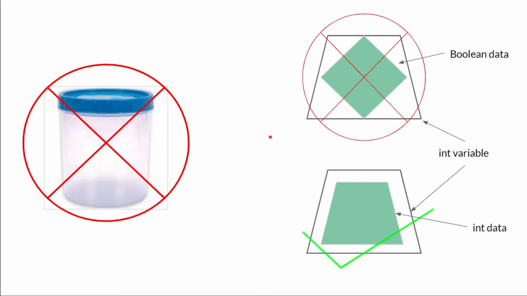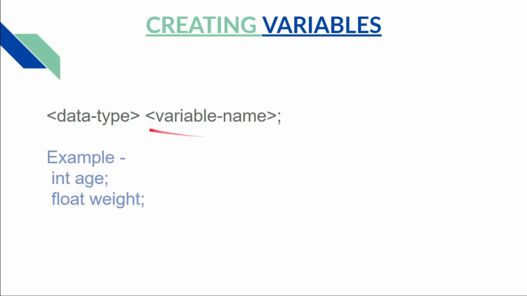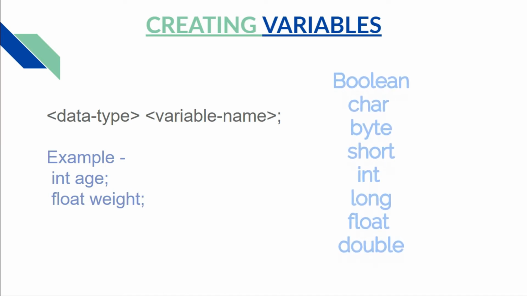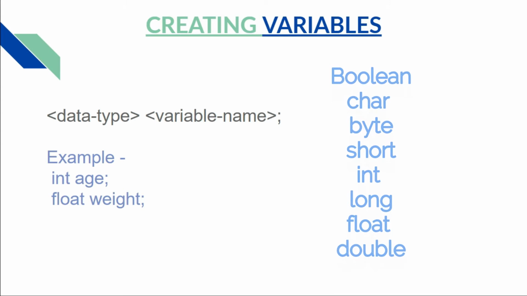Now coming to creating variables. Variables should have a data type, separated by space and followed by the name of the variable, followed by a semicolon. For example, int age. Int is the data type and age is the variable name. The data types we saw in the last lecture were boolean, char, byte, short, int, long, float and double. We can choose any data type according to our need.